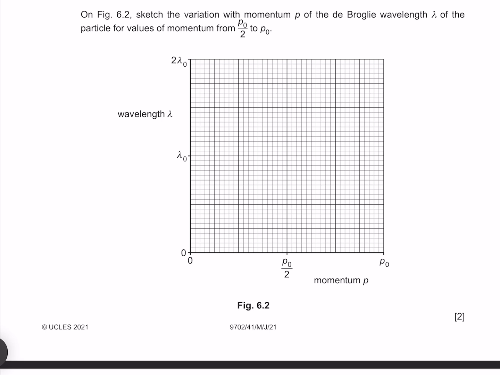So we know that our de Broglie wavelength is Planck's constant over p. We're told that at lambda 0 we have p naught, so we can mark that point. If we have p naught over 2, from our equation here, if we halved our momentum, we're going to see a doubling of lambda. So we can mark that point. Furthermore, we see that the relationship between lambda and the momentum is an inverse relationship, meaning that it's going to look like this.